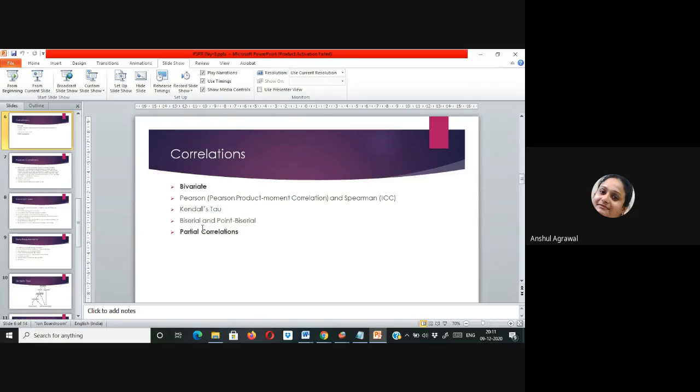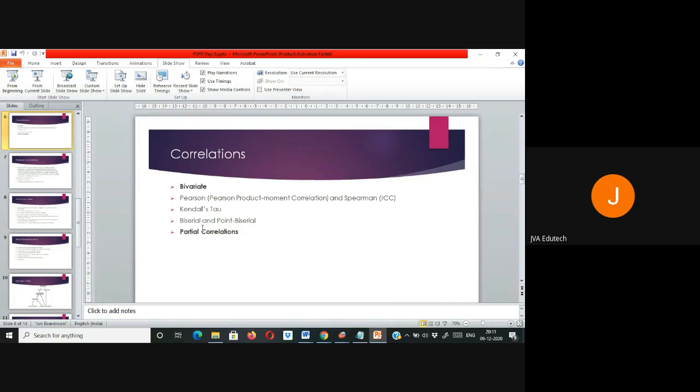Sir, please repeat once again when we use Pearson and Spearman. See, when your data follows the normal distribution, then you go for Pearson correlation. Okay? Is my voice clear? Yes, sir. And if your data is skewed, not normally distributed, and you want to test the association, then you will go for Spearman correlation. Clear? Yes, sir. Okay.